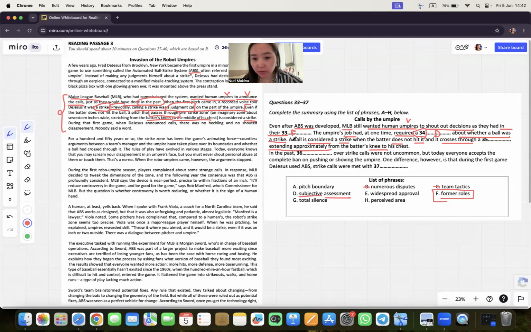So let's come back to the question once more. A ball is considered a strike when the batter does not hit it. So we do have this part. So something is considered a strike, and this something is when the batter does not hit the ball.